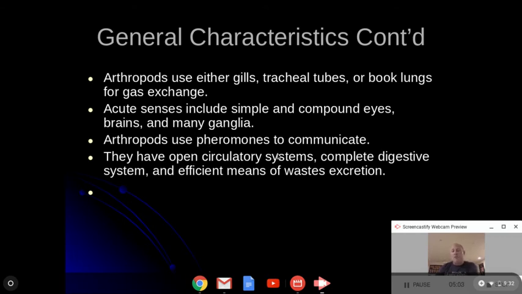They have open circulatory systems, and we saw that with the clams of the mollusks. Complete digestive system. There is a mouth, there is an anus, and then we have efficient means of waste excretions. So whether that's more advanced nephridia, whether we're starting to see the beginnings of kidneys, but we do have different means of getting rid of waste products. Okay, so all of these characteristics, again, we tie it back to the evolution of the animals that we've been talking about, all the invertebrates.